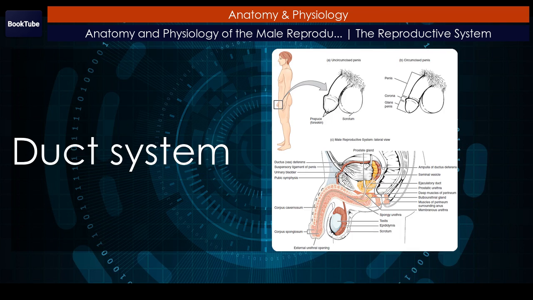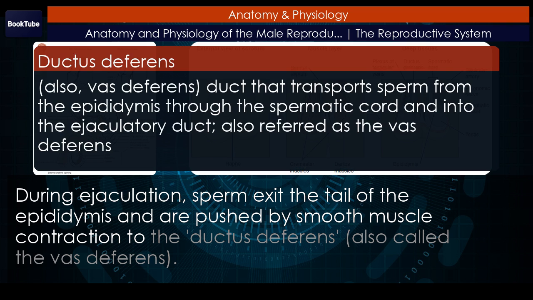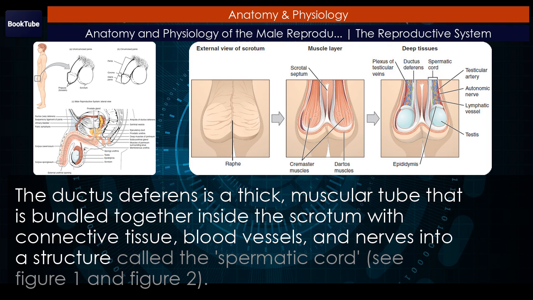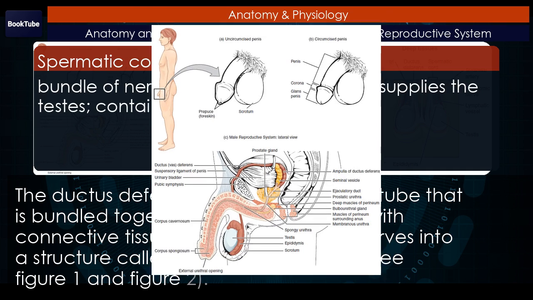Duct system. During ejaculation, sperm exit the tail of the epididymis and are pushed by smooth muscle contraction to the ductus deferens, also called the vas deferens. The ductus deferens is a thick, muscular tube that is bundled together inside the scrotum with connective tissue, blood vessels, and nerves into a structure called the spermatic cord. See Figure 1 and Figure 2.